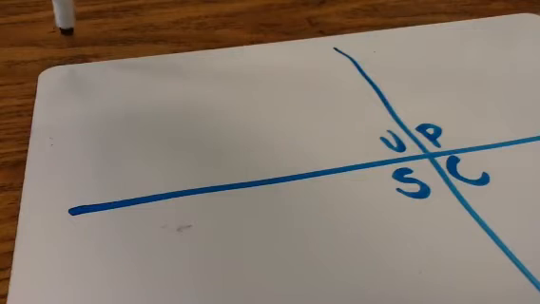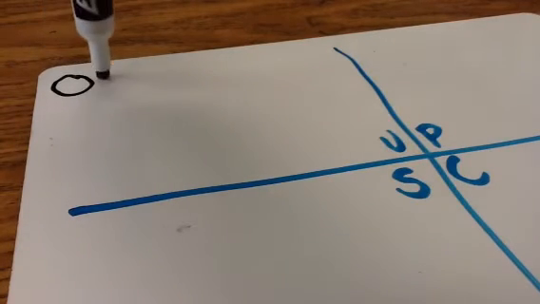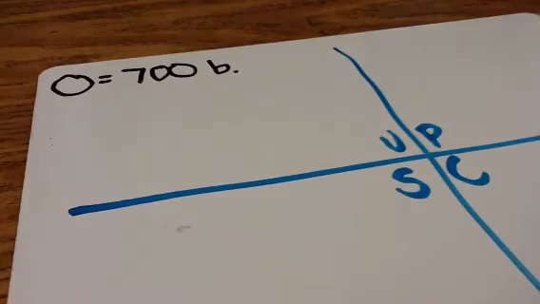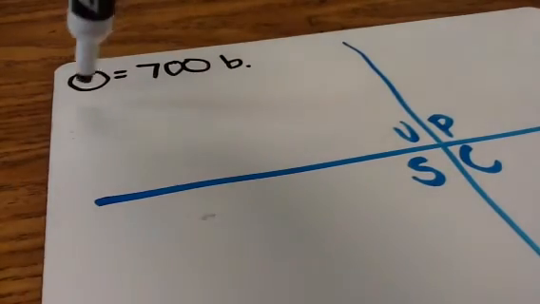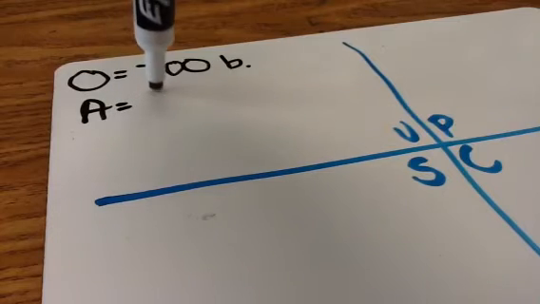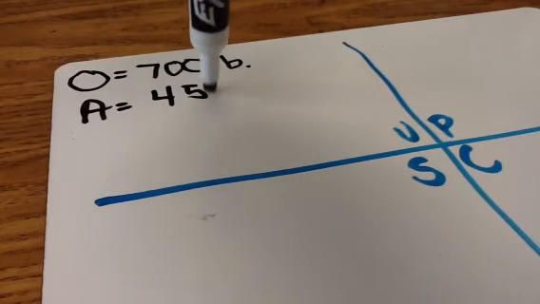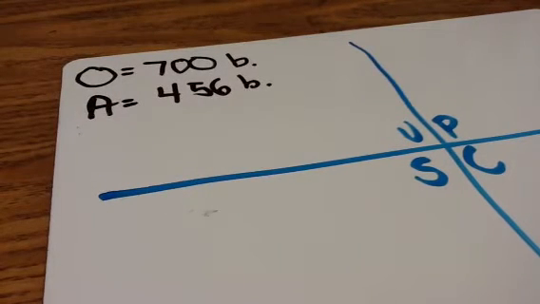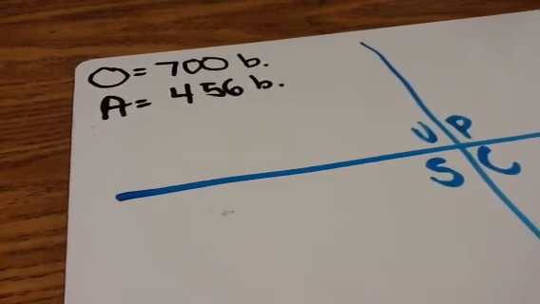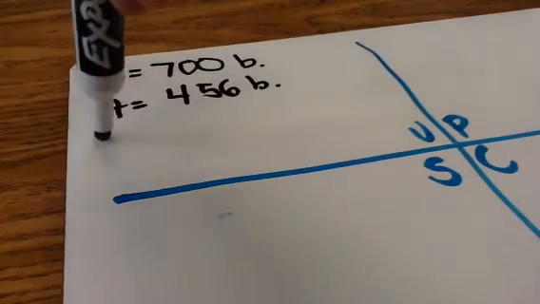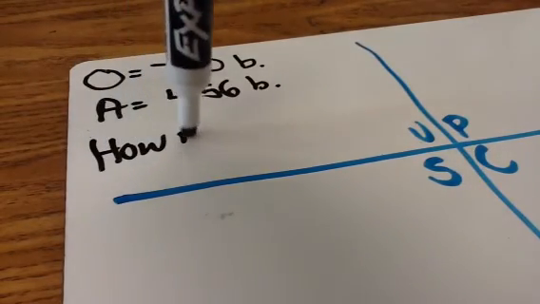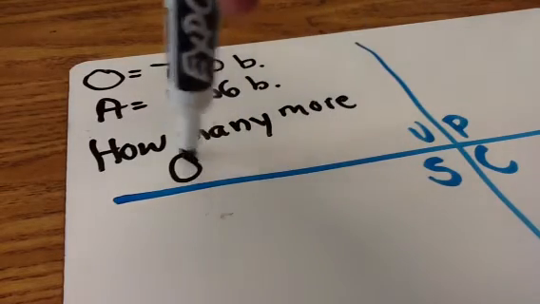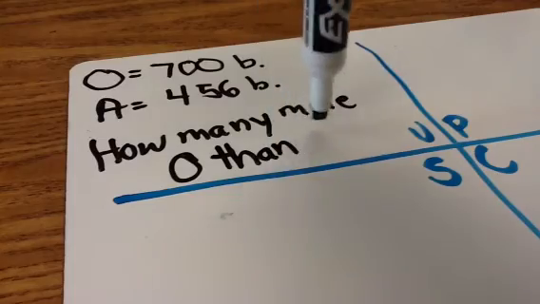So important things. First sentence says Oprah sold 700 books. Second sentence, Alejandra sold 456 books. Third sentence, how many more books did Oprah sell than Alejandra? And remember, your question is always important. So how many more? O than A.